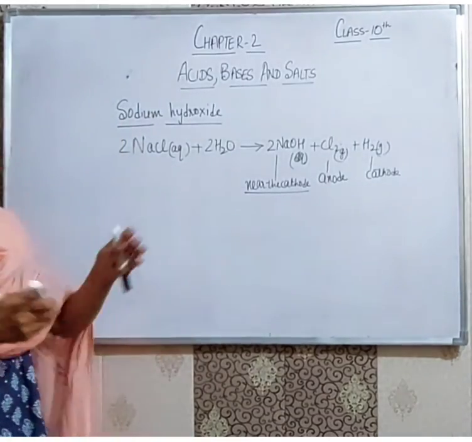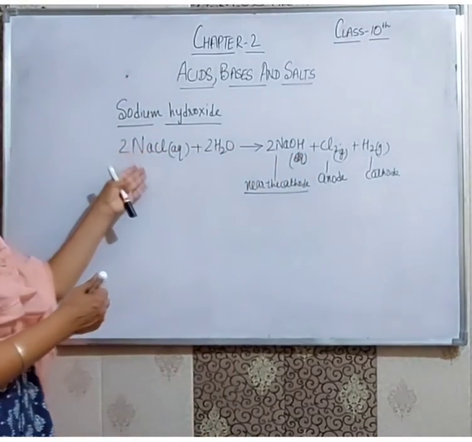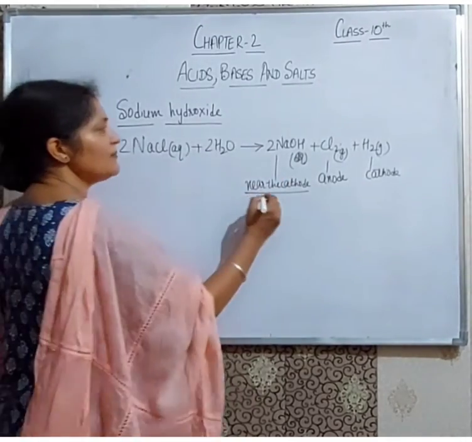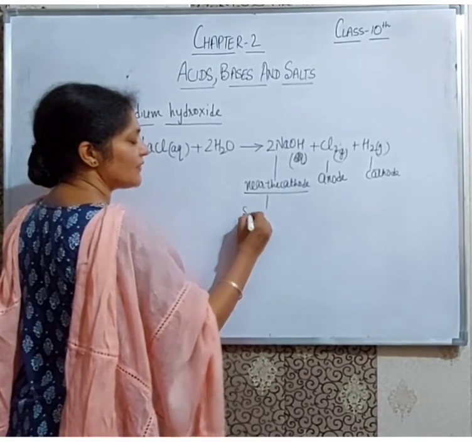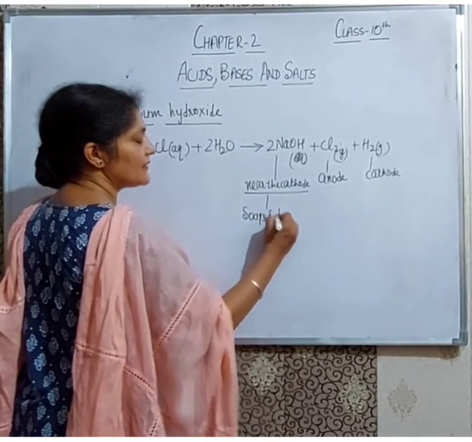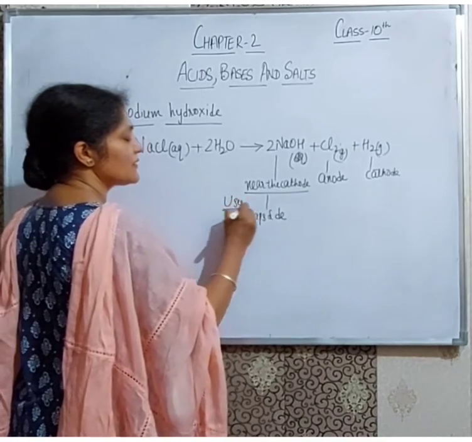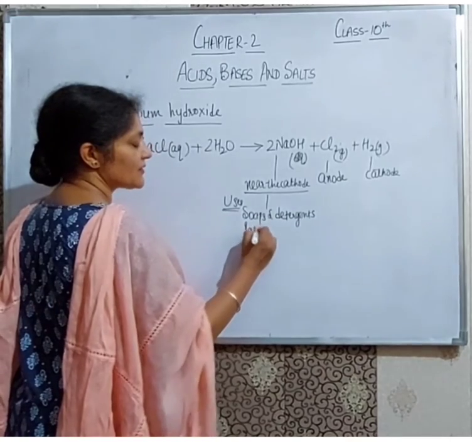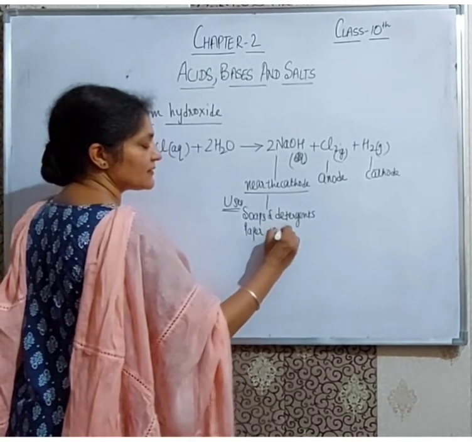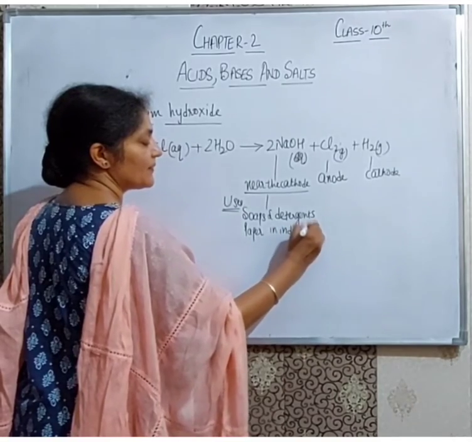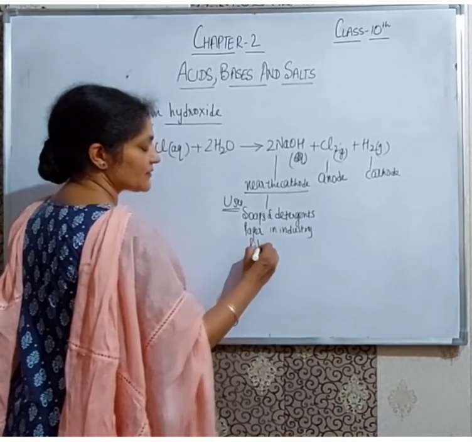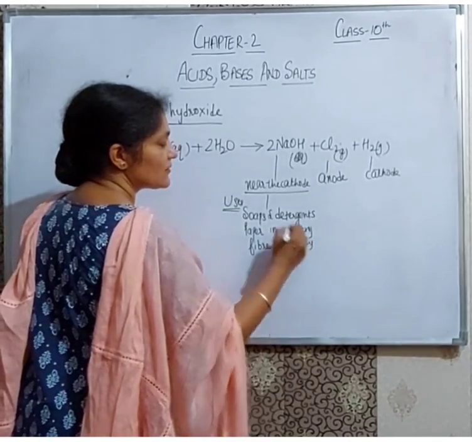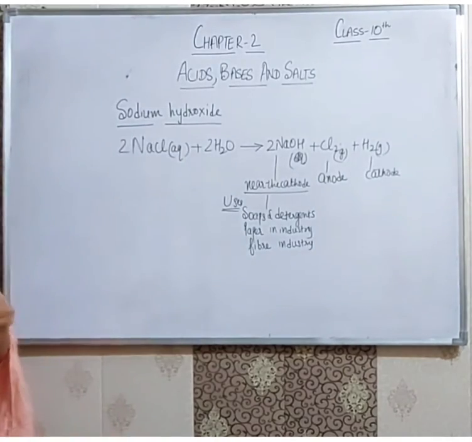Now students, these three products formed from the electrolysis of sodium chloride, common salt, have many uses. Sodium hydroxide is used in the manufacturing of soaps and detergents. It is also used in the paper industry, and in the manufacture of fiber. So these are a few uses of sodium hydroxide.